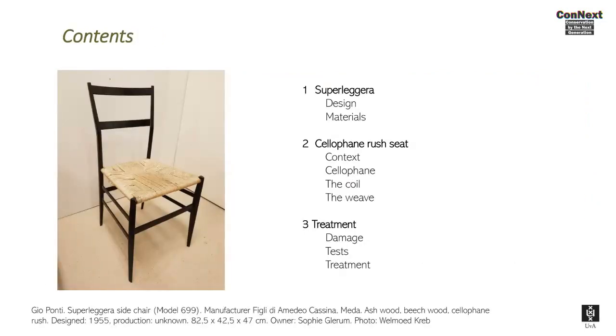At first, I will tell you about the object that was the cause of my research, the Superleggera side chair. I will tell you a little bit about its design and the choice of seat materials. Then I will zoom in on the cellophane rush seats themselves. First their background, then material aspects. Finally, I will discuss the conservation problems and the treatment. I will end with a few takeaway points that might be useful for you yourself if you come across an unknown material.